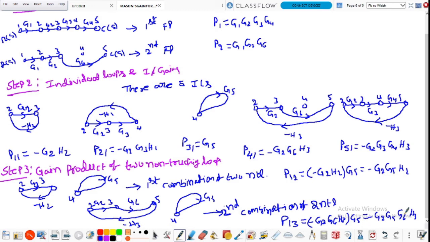And after that, identify similarly three non-touching loops. Three loops do not have a common node. So in the given signal flow graph, there are no three non-touching loops and there is no gain product of three non-touching loops.